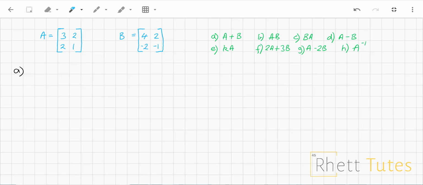So part A is simply adding the two matrices together. 3 plus 4, 7, 2 plus 2, 4, 2 plus negative 2, 0, 1 plus negative 1, 0.